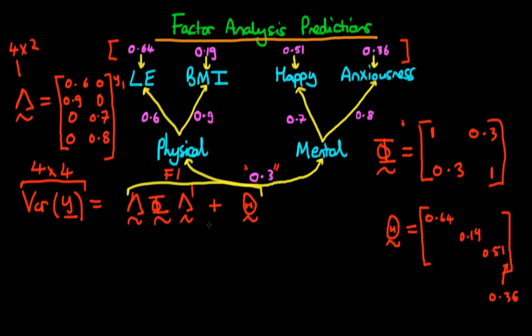But there's actually a simpler way to use factor analysis diagrams to work out the model predictions of variances and covariances of given indicators. And I'm going to take you through it now. So suppose we want to work out the variance of the indicator y1, which in this example I've taken to be life expectancy. How might we work that out?